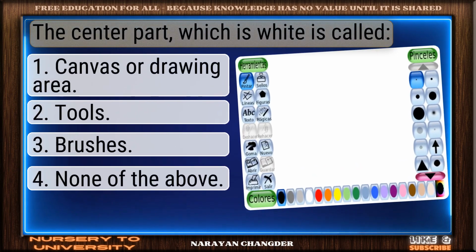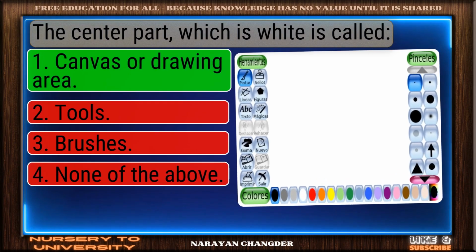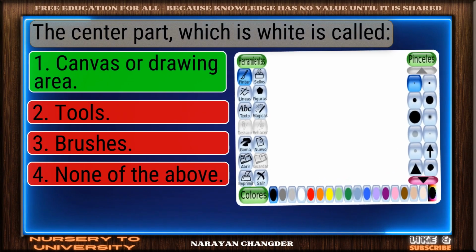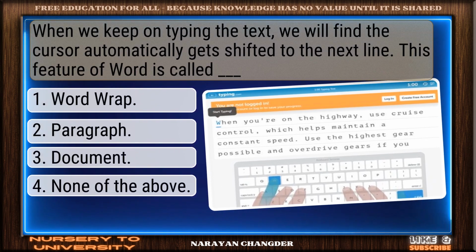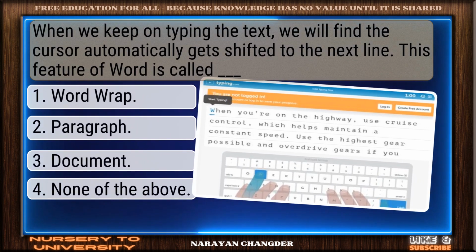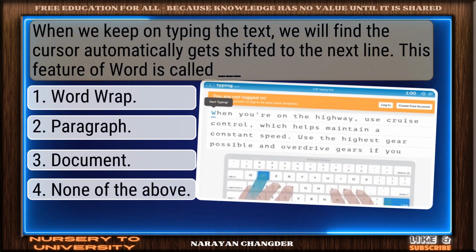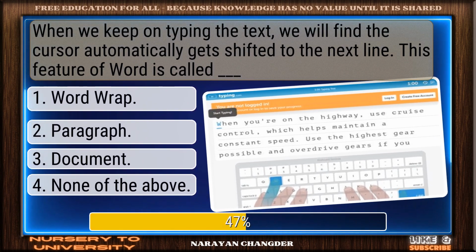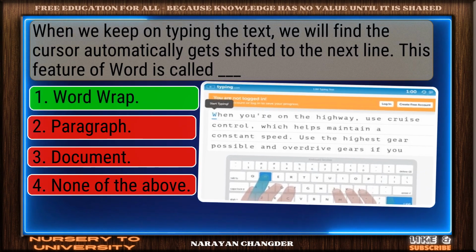The center part, which is white, is called. Correct response. Canvas or drawing area is accurate. When we keep on typing the text, we will find the cursor automatically gets shifted to the next line. This feature of Word is called dash. Well reasoned. Word wrap is correct.